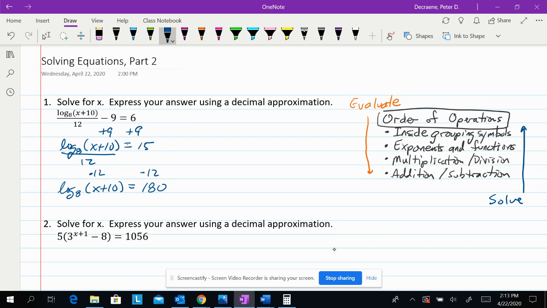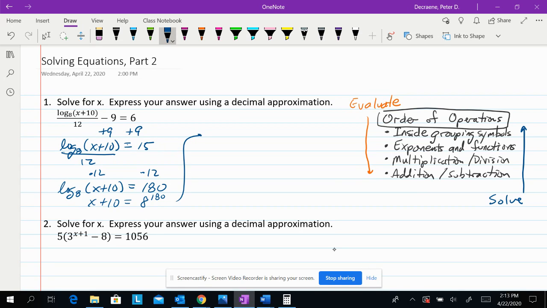And now to undo this logarithm, because remember, if I go back up, I get rid of exponents and functions next. I got to undo the logarithm. That means this is the base, this is the power, and that's the exponent. So I've got x plus 10 equals 8 to the 180th power. That's going to be a gigantically huge number.